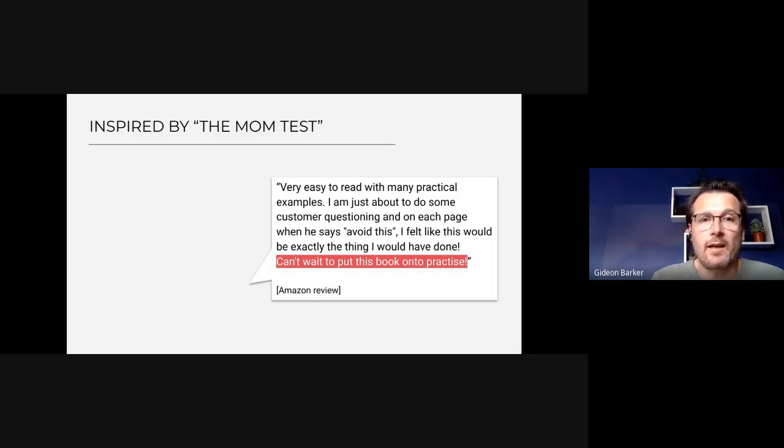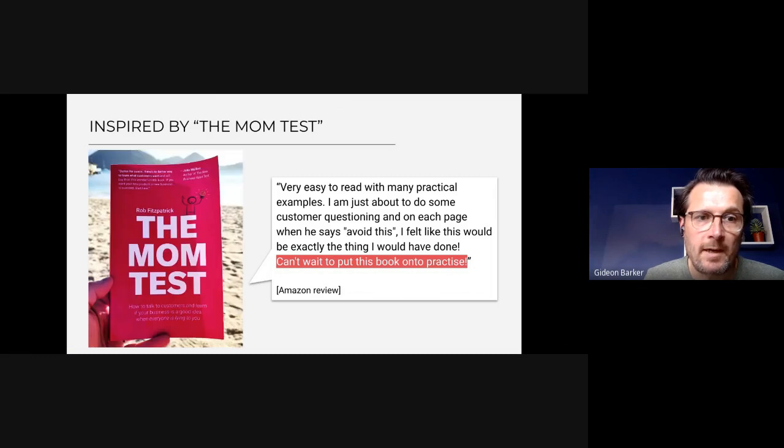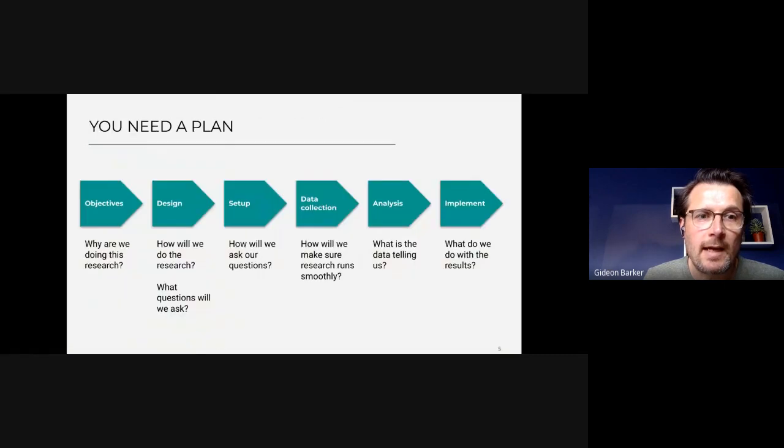A comment like this one really made me think: "Can't wait to put this book into practice." Well, how can you do that? We all read business books, we all soak up that knowledge, but how easy is it to turn that into practical next steps? There it is, look, there's the picture. Brilliant. Spent ages on that.